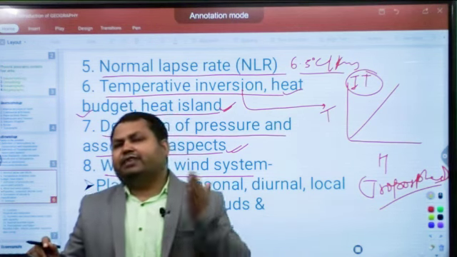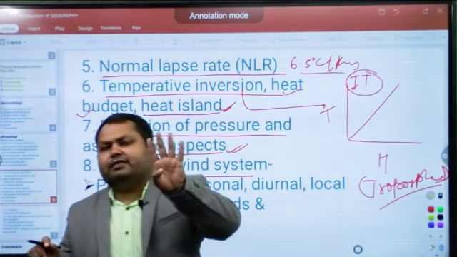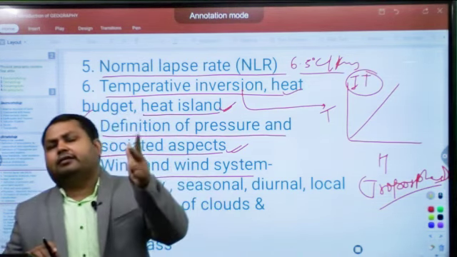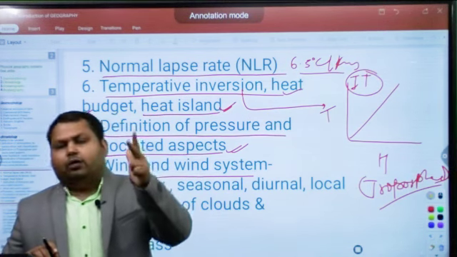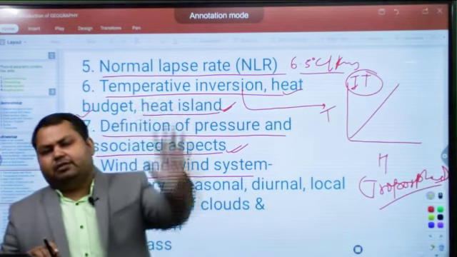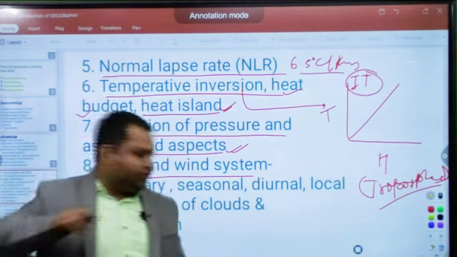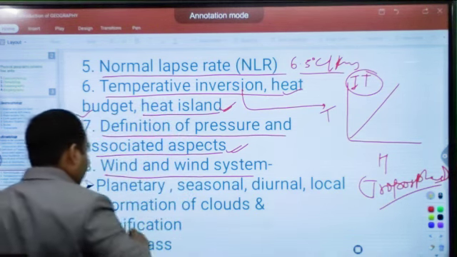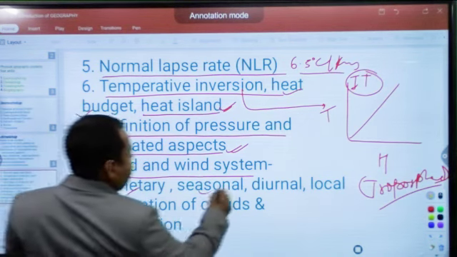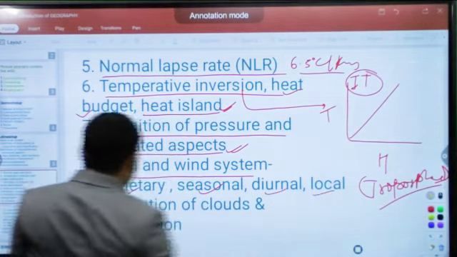And in case of wind system, there are 4 types of winds. One is planetary wind, second seasonal wind, third the local winds, and fourth diurnal winds. There are 4 types of wind we will study during the lecture. Next topic here is given: planetary winds, seasonal winds, diurnal winds and the local winds.